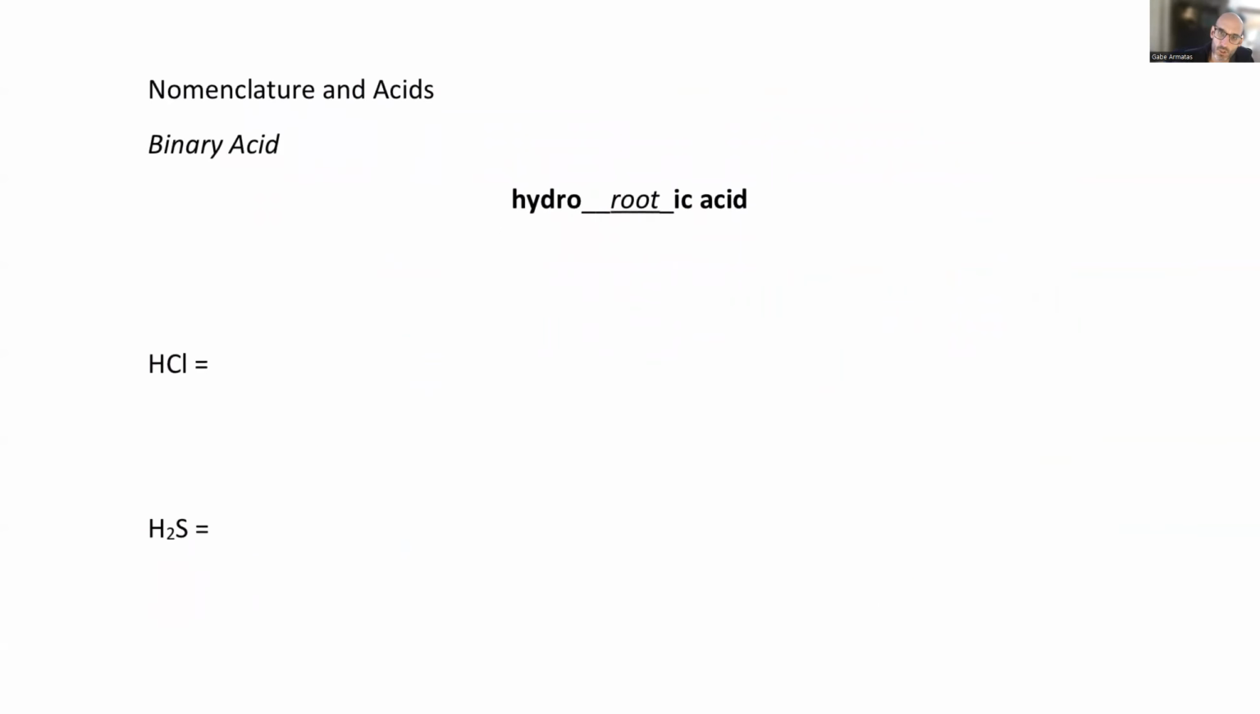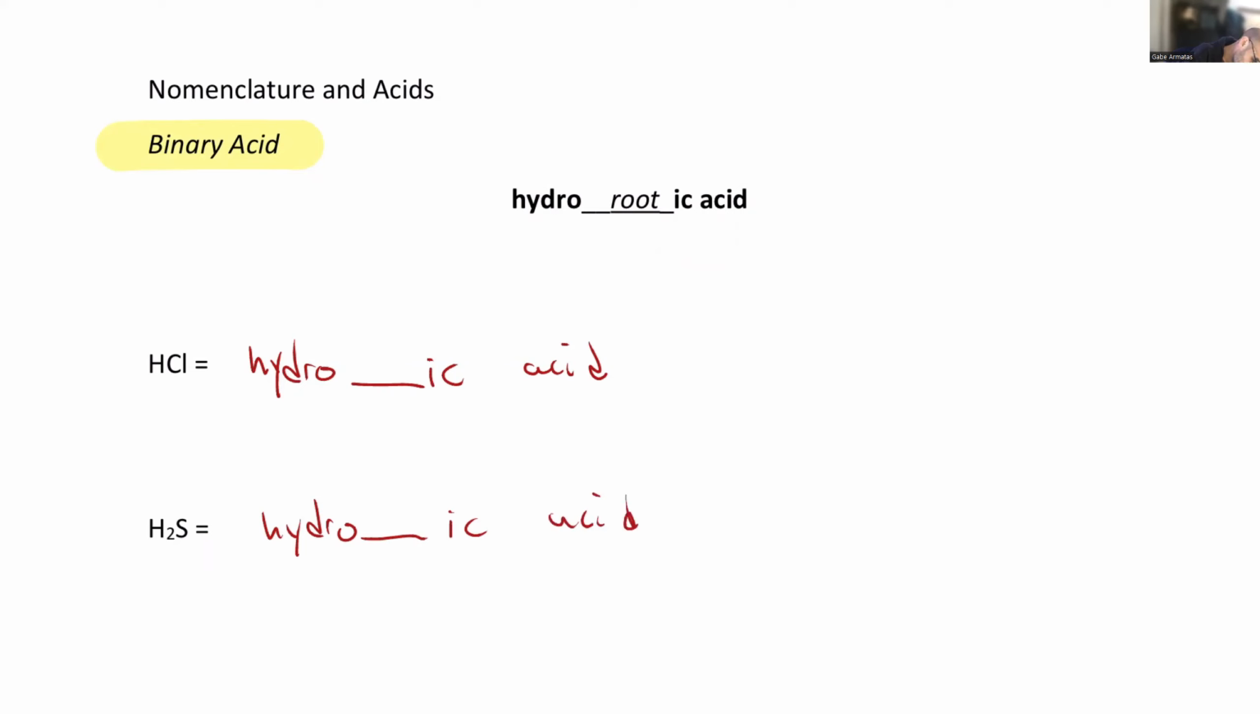We did nomenclature already, talking about there's two types of acids. There's a binary acid, which is just two substances together, like hydrogen plus an element. So HCl, H2S. And simply, you're going to take the hydro, the root, and ic acid. Hydro, root, ic acid. So in this case, it is hydrochloric and hydrosulfuric acid. That's how you would name those two. Binary acid, element with hydrogen.